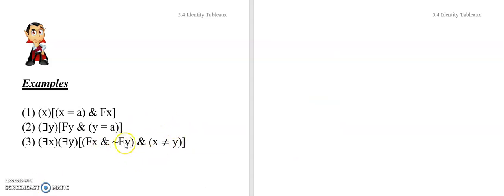I made a slight error, so I had to replace this with this. I had originally written this with an X here, but it's supposed to be a Y. So this is the third statement, okay?